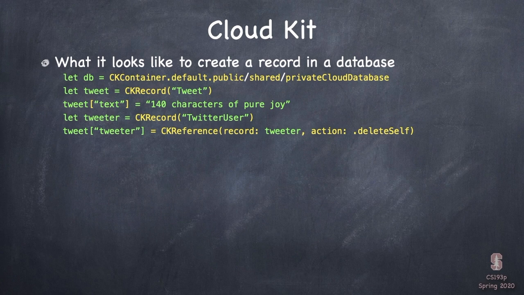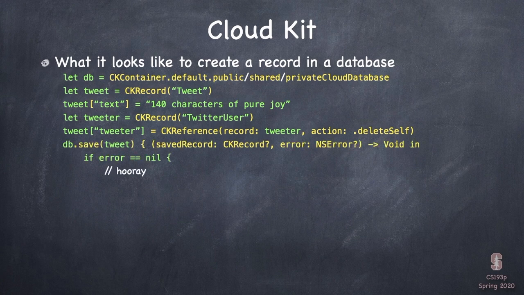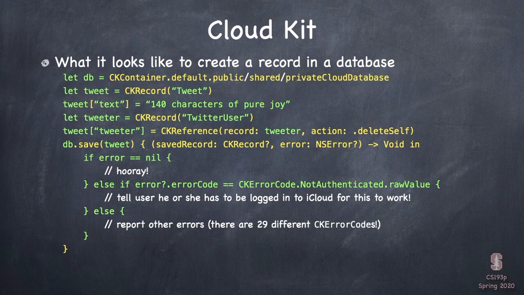And then notice that action that basically determines what happens if the tweet gets deleted. Does the Twitter user get deleted? Things like that, those kind of relationships. So that's how we build up our record types and our records and their fields and the references to other objects. And once we've done that, then we want to save it. And this is where we're going to hit the network. So this is an asynchronous function. It's just called save. You just give it the CKRecord you want to save. And it's going to go off on the network in the background.